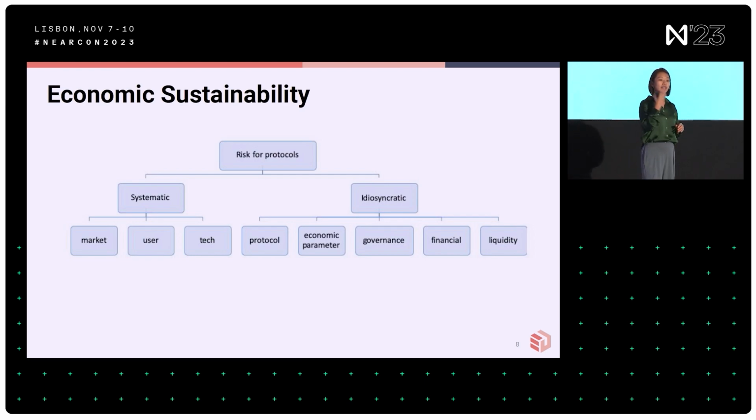What we can control are the idiosyncratic risks. This will be protocol risk, economic parameters, governance, financial risk, and liquidity risks. These are things that we can control, as economists, as people doing due diligence, and when things go south in the protocol, that is something that we can tweak, we can manage, we can adjust from that.